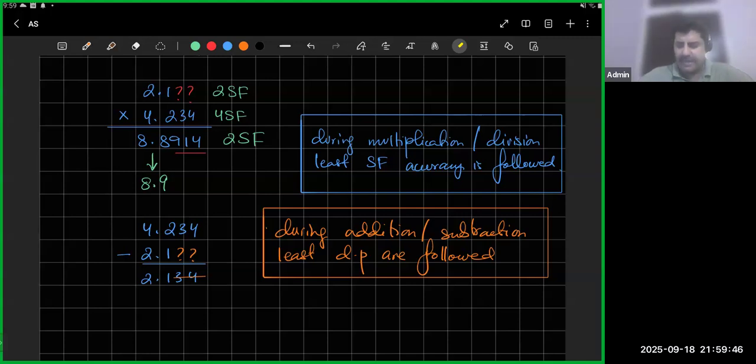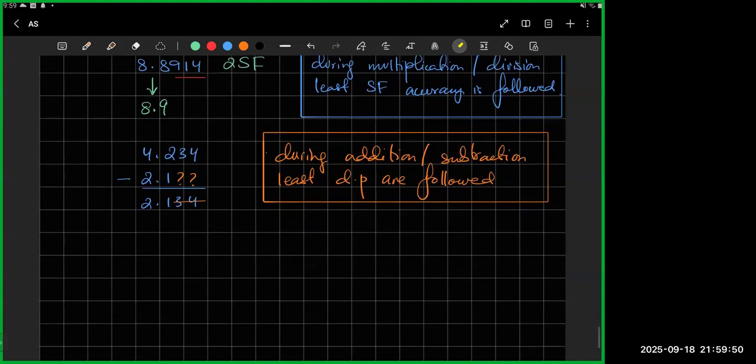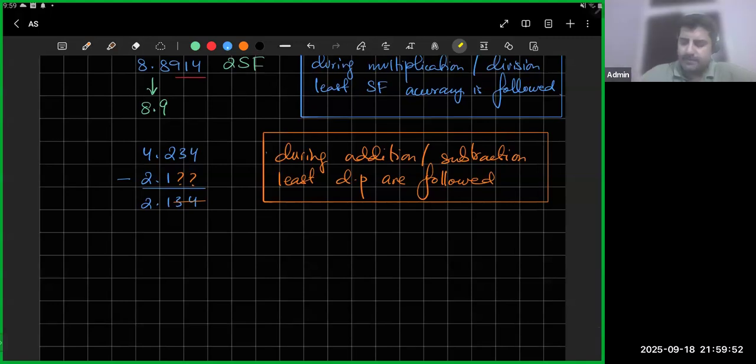So is this clear in calculations? Yes sir. Okay, plus I'm going to tell you one more thing, another tip: while you're calculating, avoid rounding errors. So what are rounding errors?